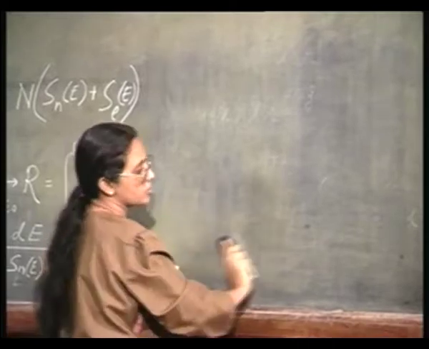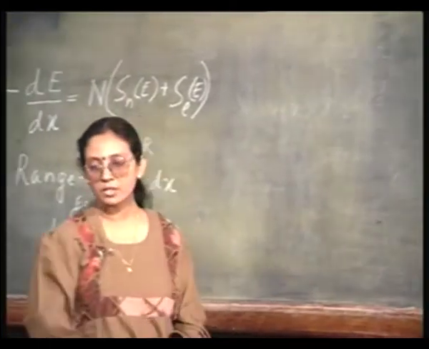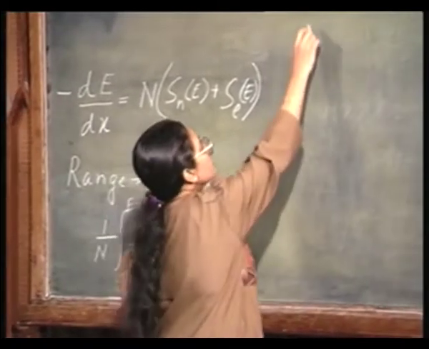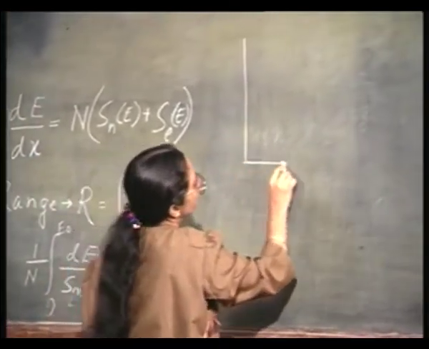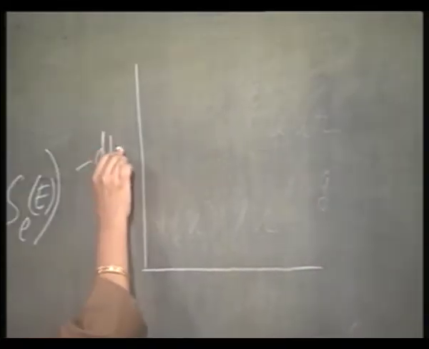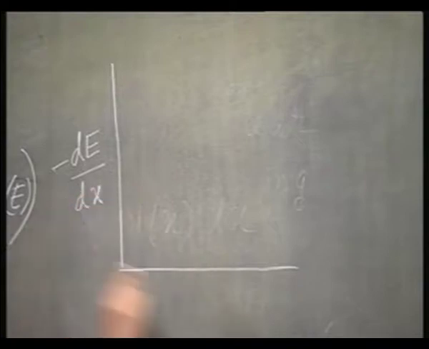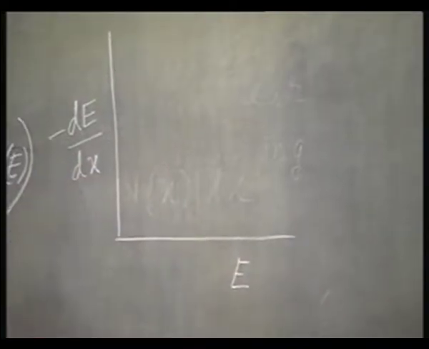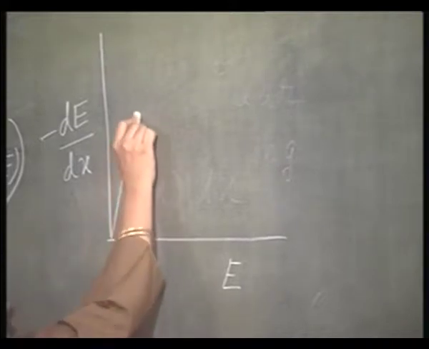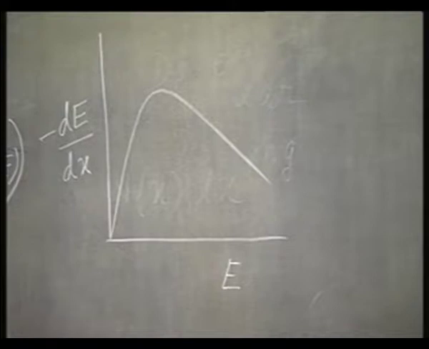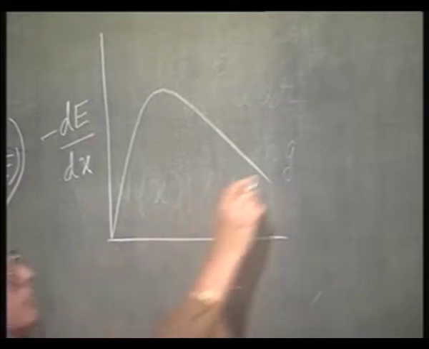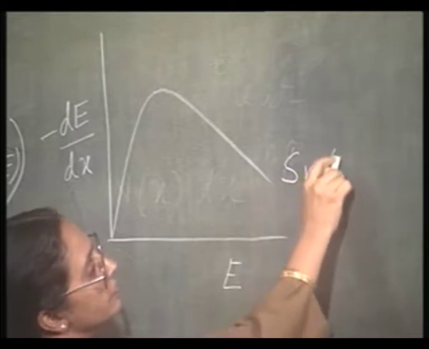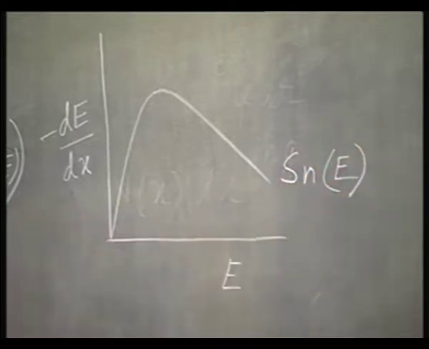First of all, the nuclear stopping. So, in case of the nuclear stopping, if we plot the loss of energy as a function of energy itself, it is going to be something like this. This is the loss due to nuclear stopping. What do you understand from this?